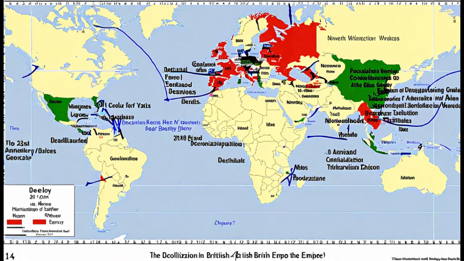Decolonization, 20th century. Britain began to dismantle its colonial empire, granting independence to countries such as India, Pakistan, and various African nations, marking the end of centuries of imperial rule.